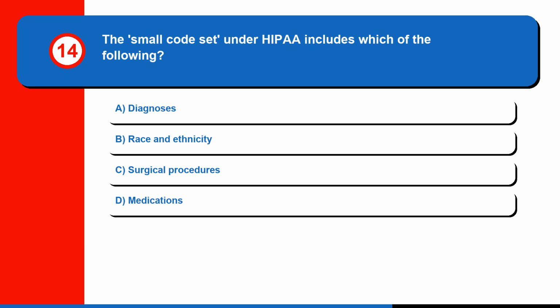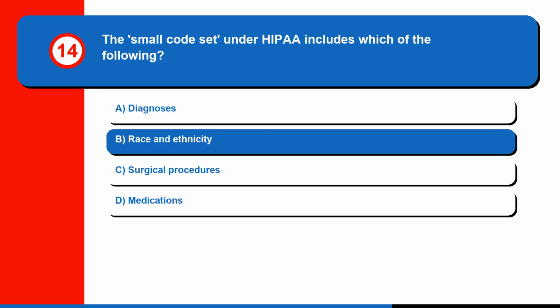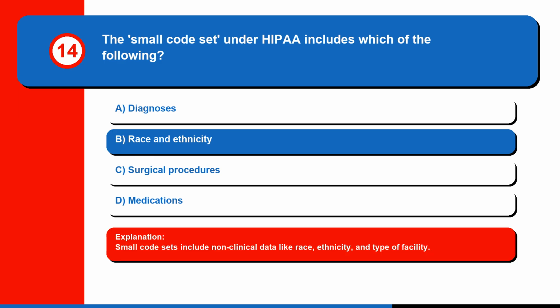Question 14. The small code set under HIPAA includes which of the following? A. Diagnoses, B. Race and ethnicity, C. Surgical procedures, or D. Medications? The correct answer is B. Race and ethnicity. Small code sets include non-clinical data like race, ethnicity, and type of facility.